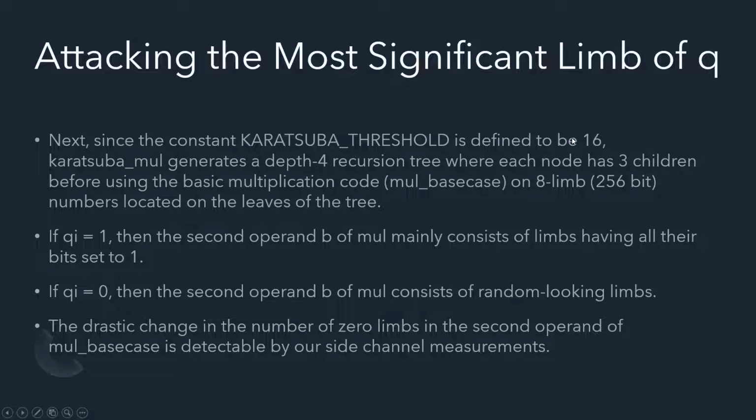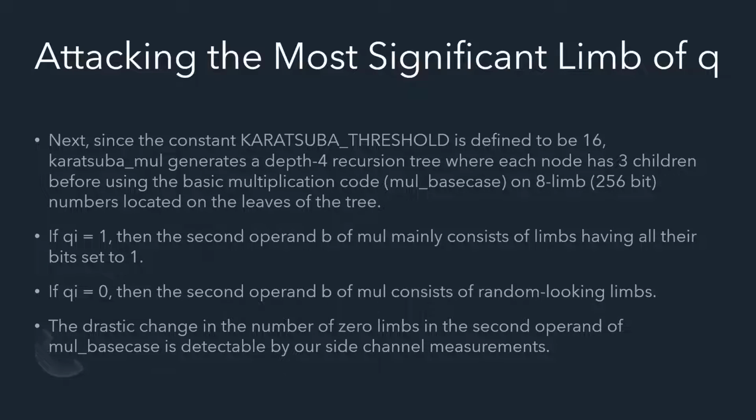In the code, what Karatsuba basically does is create a recursive tree where each node has 3 children, before using the basic multiplication code, and every child has 8 limbs. That means there are around 256 bits located on every leaf of the tree.